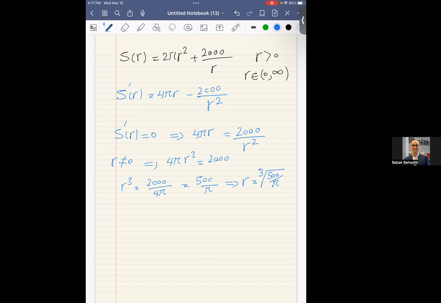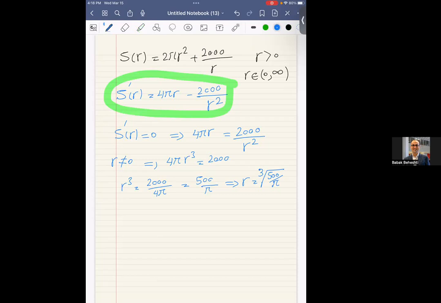You can also have r equal to 0, because when r is equal to 0, then s prime doesn't exist. Let me highlight. This is s prime. And you can see from here that when r equals 0, because you have r squared in the denominator, s prime doesn't exist. But r equal to 0 is not in the domain of the original function s. So I don't need to worry about r equal to 0.